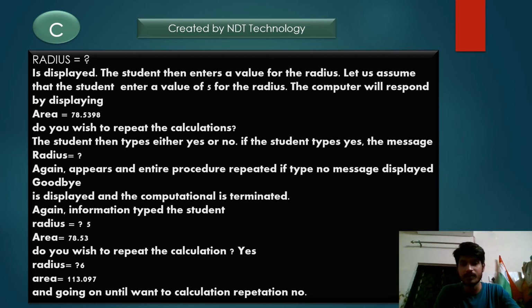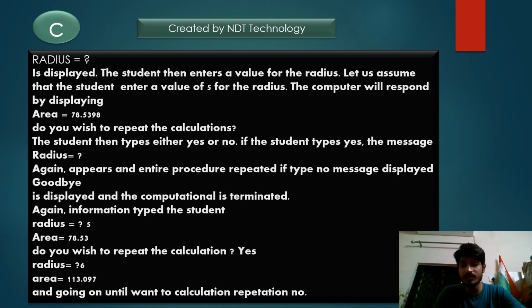If someone wants to do more calculations with the values of 5, 6, 7 and so on, they can easily type yes, or just hit enter, depending on the conditional statement in the program. So if the student types yes, the message radius question mark appears again and the entire procedure is repeated. If the student types no, the message displays goodbye. Until the user types no, the program will continue running in this mode.